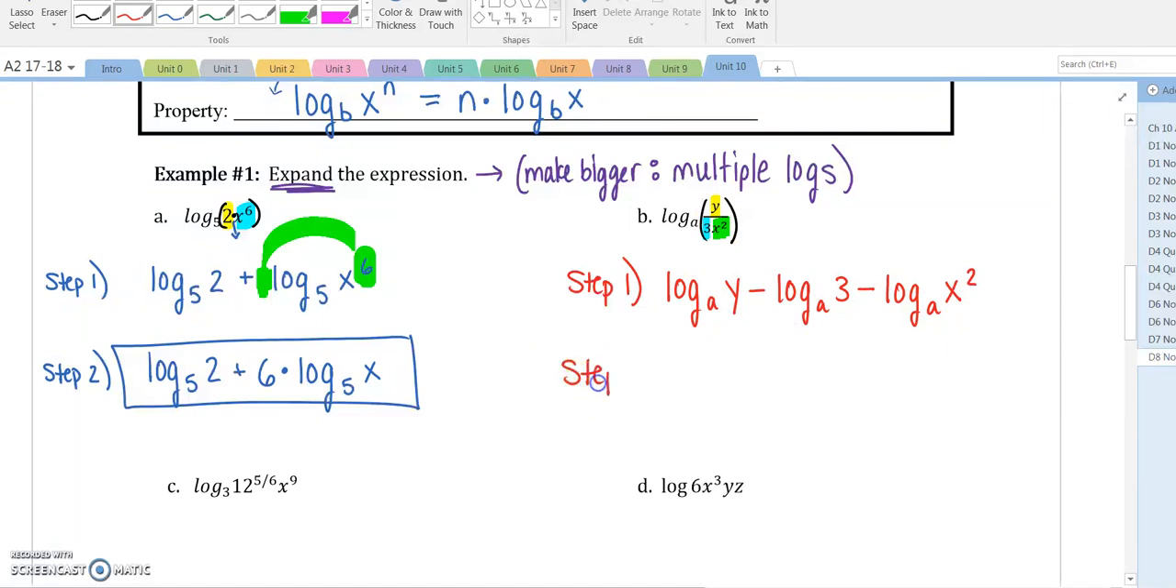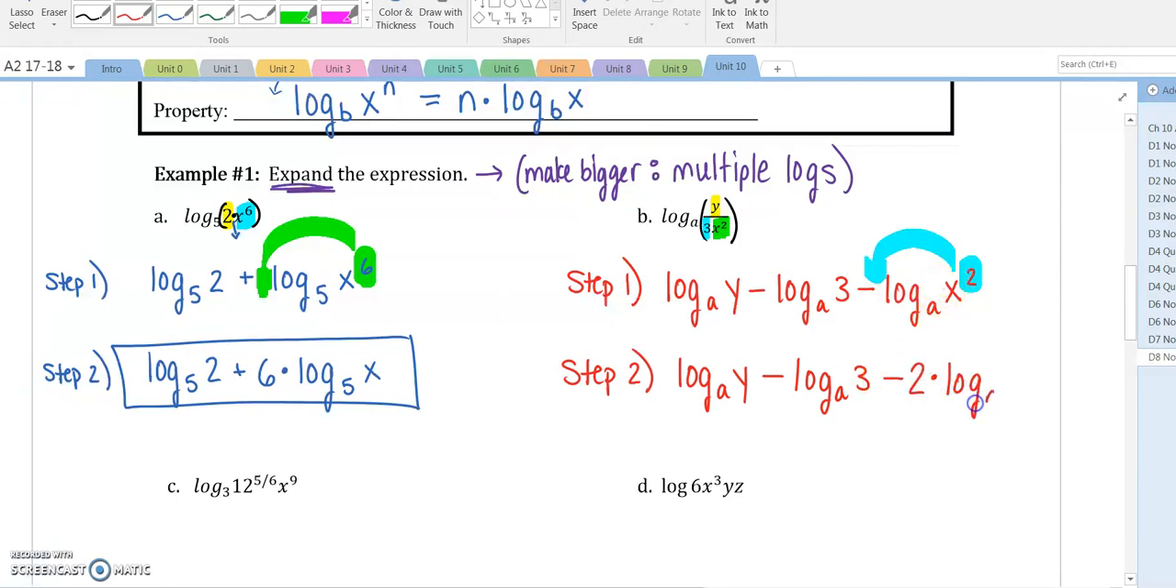Alright, and then our second step is going to be to take any exponents we see and move them to the front. Become coefficients. So, no exponent in the first one, I'll leave it. No exponent in the second one, so I'll leave it. But that third one has the 2, so I'm going to bring it to the front. Turn it into multiplication. And there's our final answer.